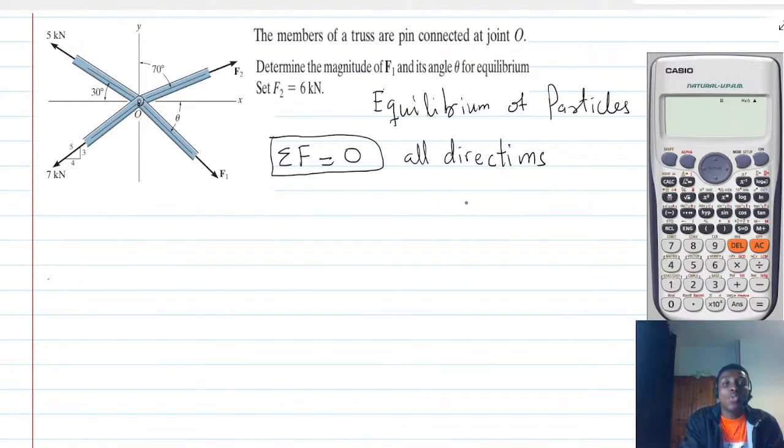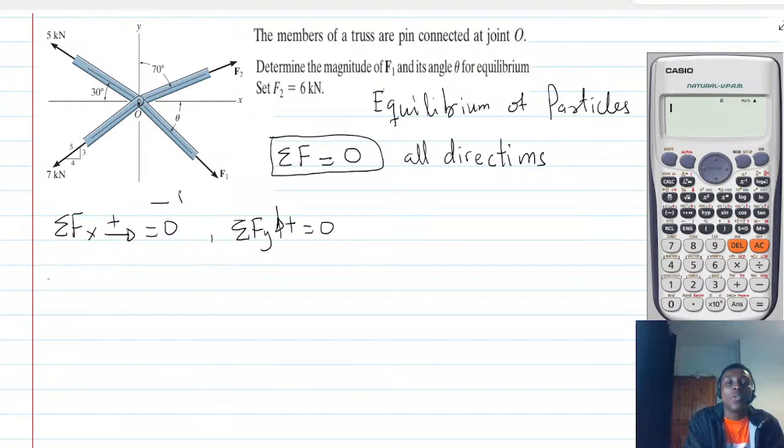Now, since we are dealing with two dimensions, we are talking about the x and the y directions. So we can reframe it and say that the summation of forces along the x is zero, and the summation of forces along the y is also what? Zero. Equation 1, equation 2. So these two equations are necessary and sufficient for a particle to be in equilibrium, and this will help us to find any unknown that we want to find.